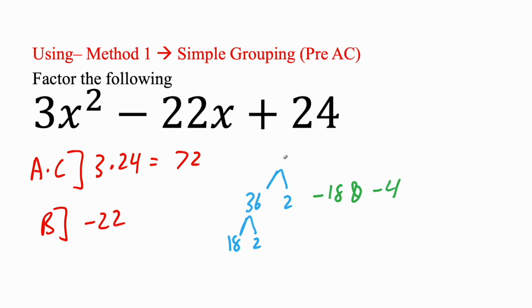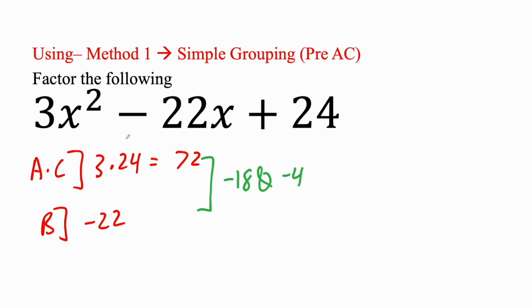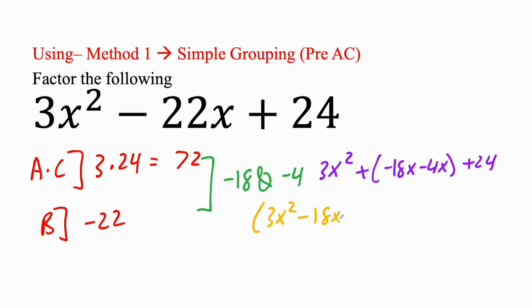Now I'm going to clear this stuff, and what I'm going to do next is rewrite. So I'm going to keep my 3x squared, but what I'm going to change is this piece. So I'm going to say plus parentheses negative 18x minus 4x, close it, plus 24. The thing is, negative 18x minus 4x is negative 22x. So we're not making any actual changes. Now I'm going to group the first two pieces and the last two pieces. So parentheses 3x squared minus 18x, close it, plus parentheses negative 4x plus 24.